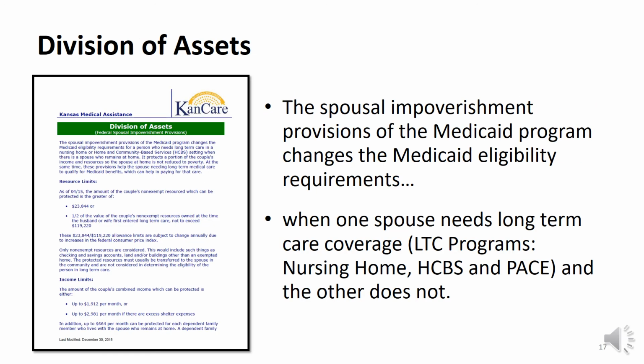I just mentioned the division of assets, so let me explain about that just a little bit. There is a fact sheet on it. The spousal division of assets is the spousal impoverishment provision of the Medicaid program, and it changes the Medicaid eligibility requirements when one spouse needs long-term care coverage from one of the programs such as nursing home, HCBS, or PACE, and the other spouse does not need that coverage.